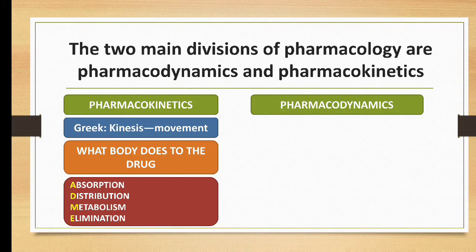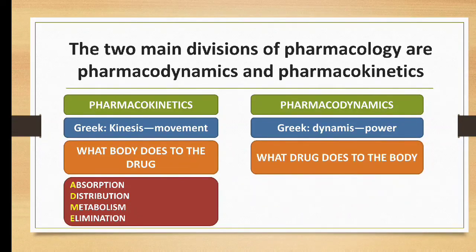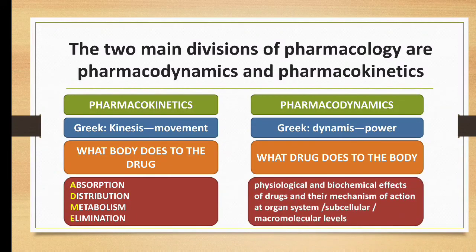Next is pharmacodynamics. In Greek, dynamics means power. So basically pharmacodynamics means what the drug does to the body. Here the physiological and biochemical effects of the drug and their mechanism of action at organ system or subcellular or macromolecular levels are studied.